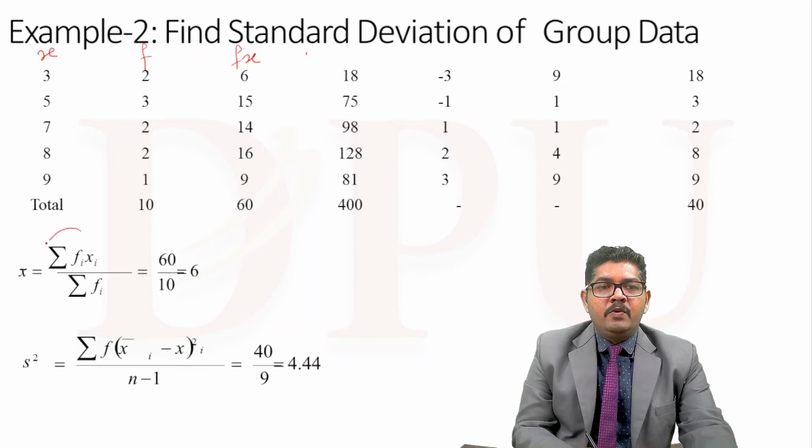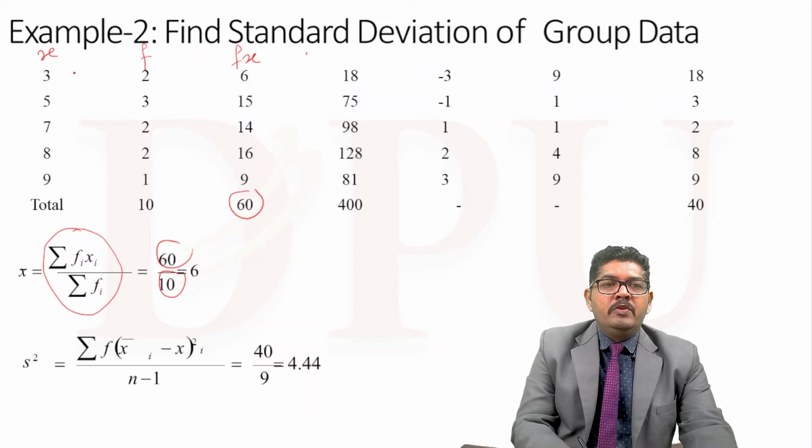From this we can calculate the arithmetic mean. So x bar is equal to summation of fx divided by summation of f. This is the arithmetic mean for group data. So summation of fx is 60, here it is, divided by 10 number of observations, 1 2 3 4 5.